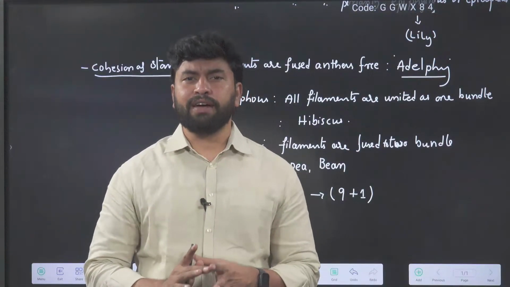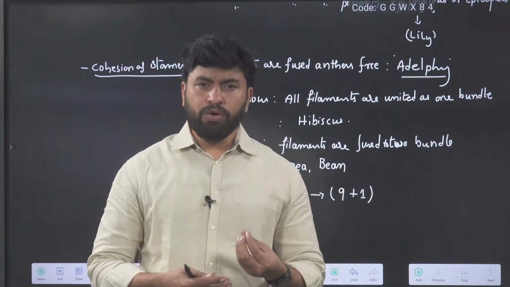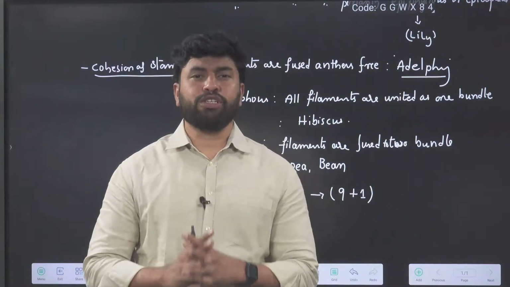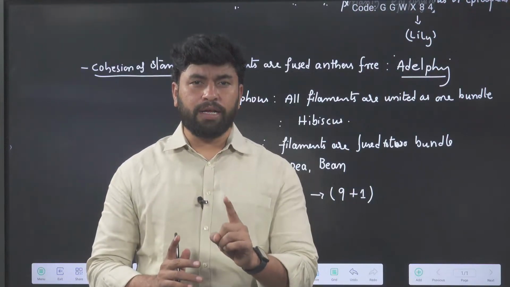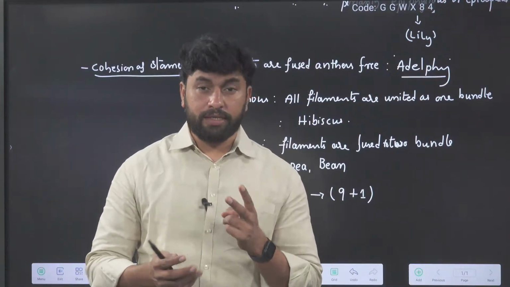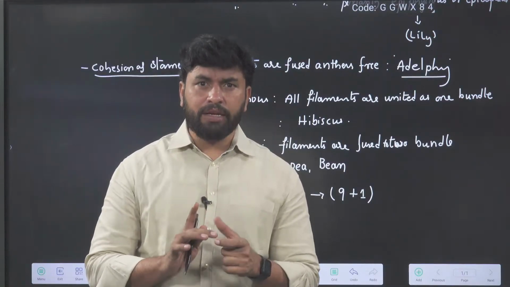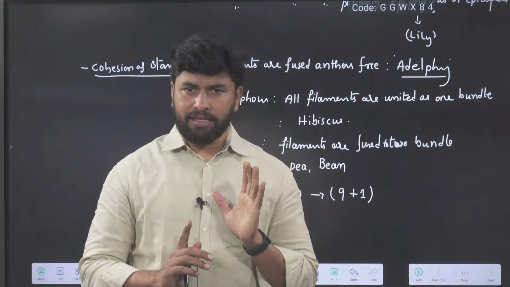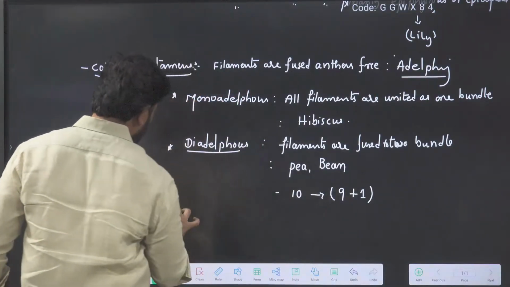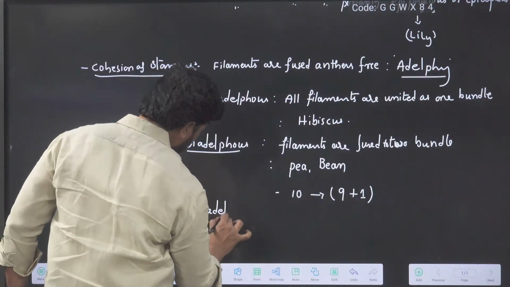There is no fusion of anthers. But they say the statement like this: in monoadelphous Androecium, stamens are fused into one bundle. Correct. In diadelphous, stamens are fused into two bundles. That is also correct. Here they are fused with only their filaments, not with their anthers. Got it? Next one. Monoadelphous, diadelphous. The third condition is called polyadelphous.